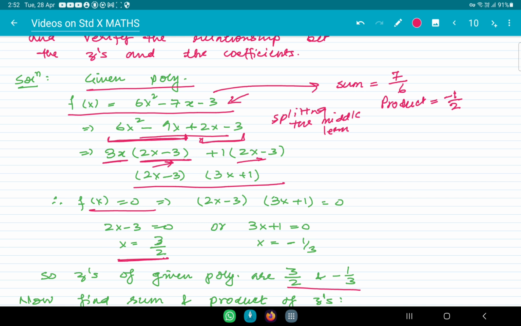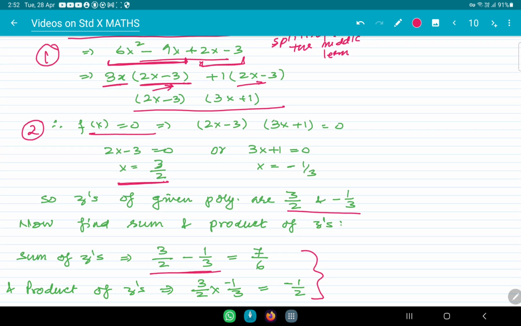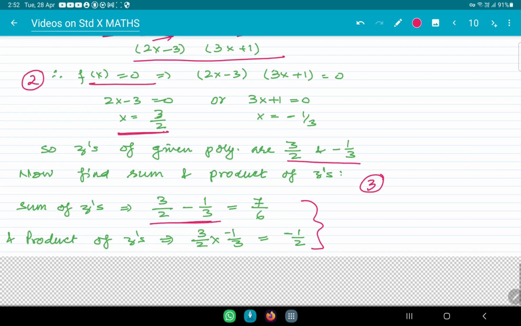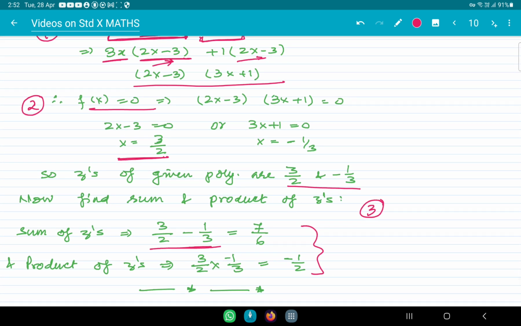First you will write the standard form of the equation, then split the middle term and factorize it. This is your first part. Then put f of x equal to 0. This is your second part, so you will get the zeros of the polynomial. Then for finding the relationship, you will find the sum and product of zeros. Okay, so this is all about polynomials.